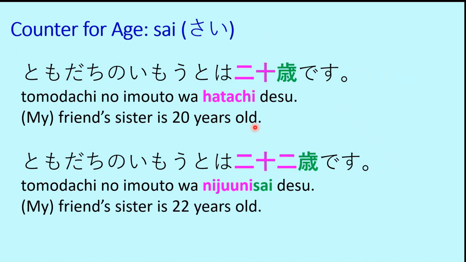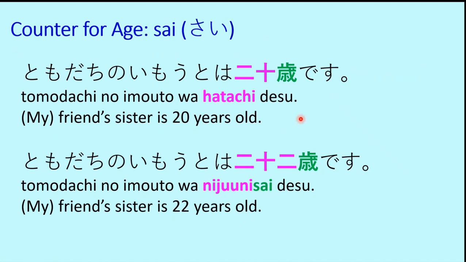So look at the difference. Hatachi desu, nijuni sai desu. So only for 20 it is hatachi. When it is 21 or 22, 21 will be nijuichi sai desu, 22 years old will be nijuni sai desu.